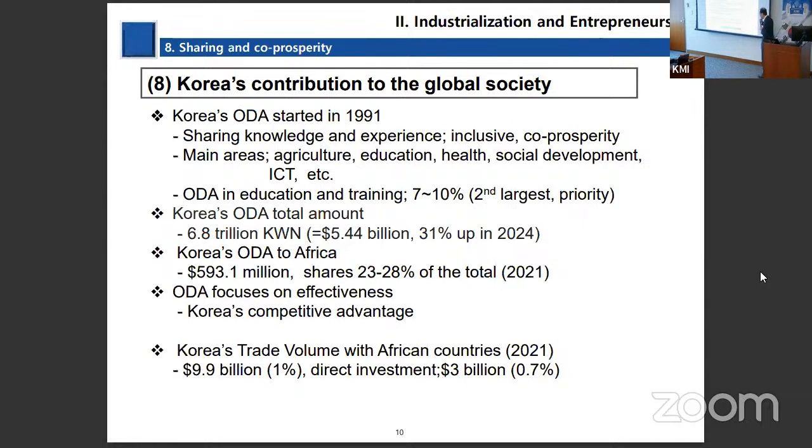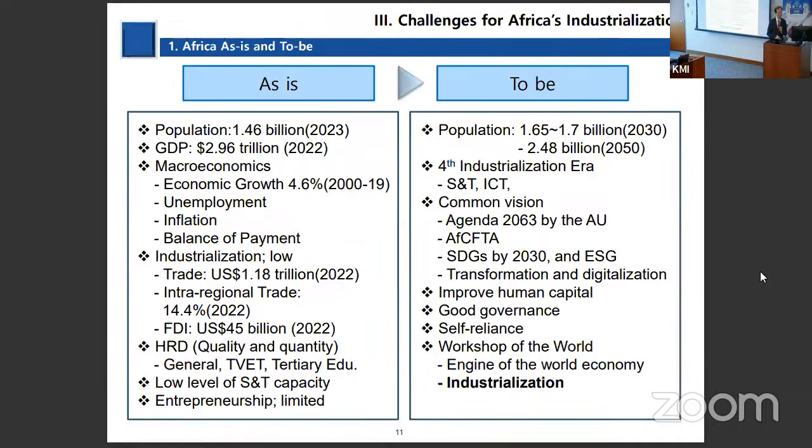Anyway, we have so many things to do, but because I want to talk about Africa, I was looking at how much we are doing with Africa. Very minimal, only 0.7% of foreign direct investment goes to Africa because there are so many issues. Now let me briefly tell you about the challenges for Africa.